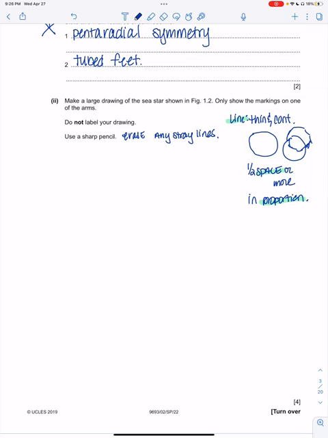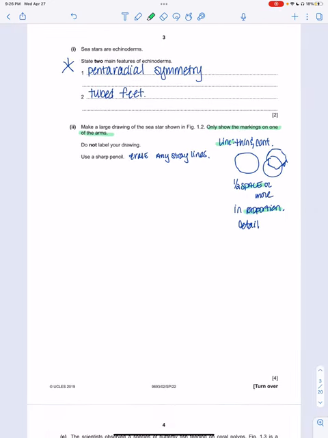All right, and then attention to detail. And the detail they told you to do is only show markings on one of the arms. Okay. And we do not want to label it.